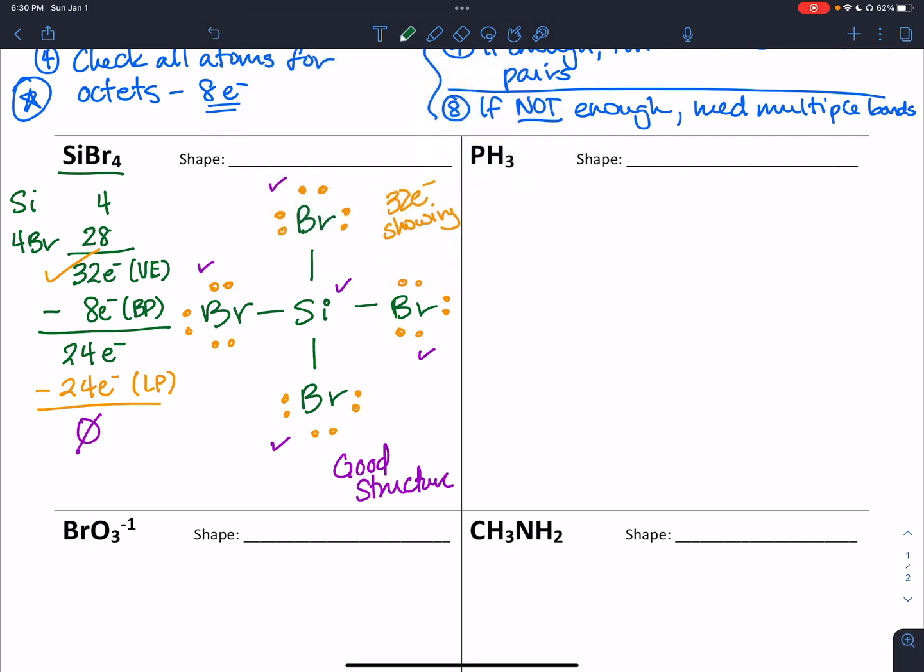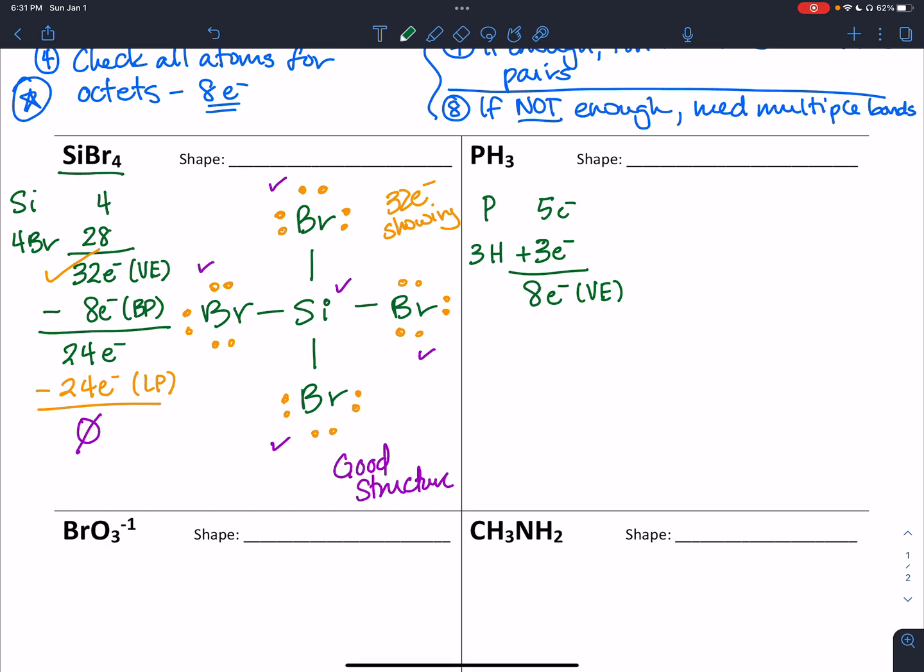All right, we've got PH3. So start out the same way. I've got a phosphorus and then 3 hydrogens. Phosphorus is in group 15, so it has 5 electrons. Each hydrogen has 1, so I'm going to have 3 total. When I add those up, I have 8 valence electrons to work with in my structure.